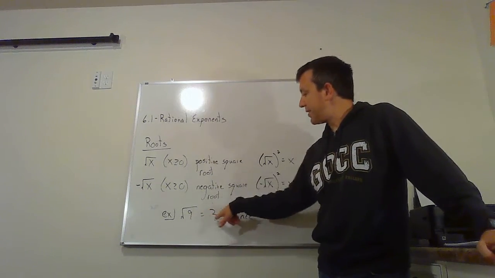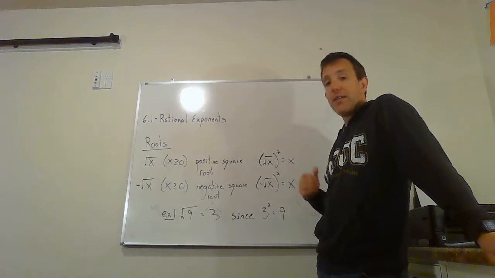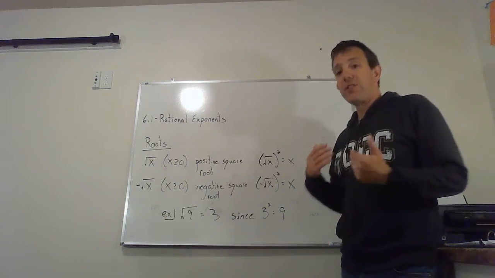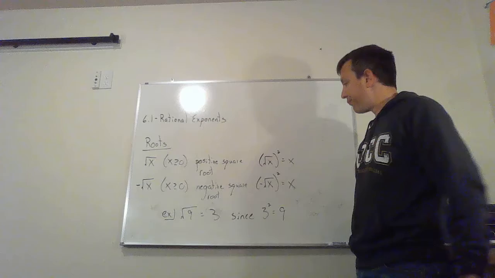The square root of 9 is equal to 3. And we know that it's 3 because 3 to the second gets you back to that 9 that was on the inside. So the square root is such that once you find it, if you square it, you get the thing that was on the inside.